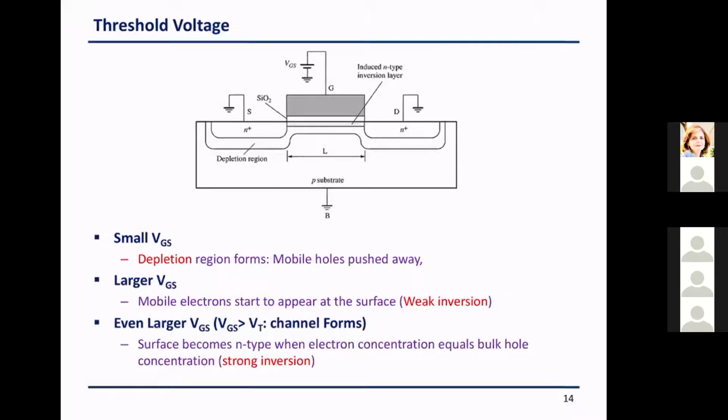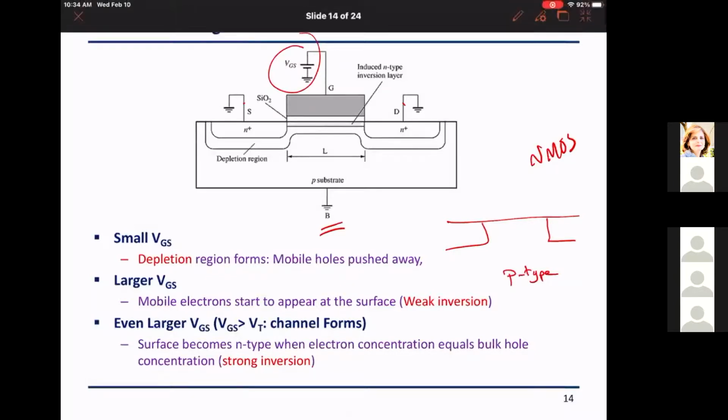If I have a basic NMOS transistor, the body is grounded. How do I find the threshold voltage? The source and the drain are grounded, and I start to apply voltage VGS at the gate node. What happens first is that in my MOSFET, initially this is purely P-type. Then as I start to increase the gate voltage, it starts to push away all the charge from this region.